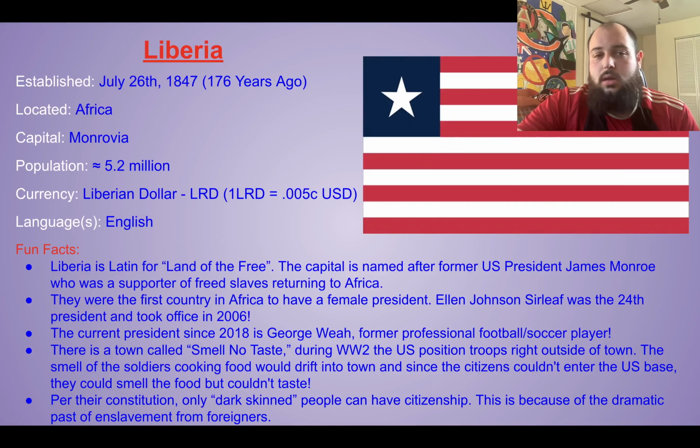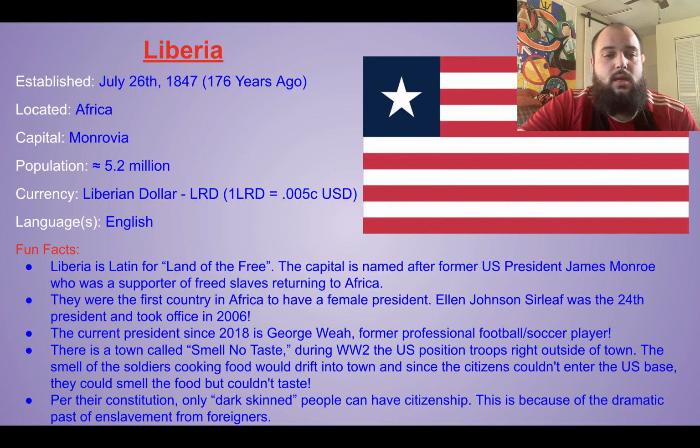So more on Liberia. It was established, like I said, in 1847, but it was on July 26th that it happened, 176 years ago. It is located in Africa. The capital is Monrovia, and the population fluctuates, but about 5.2 million people live there. The currency is the Liberian dollar. They use LRD for that. So one Liberian dollar is actually about half of a penny.